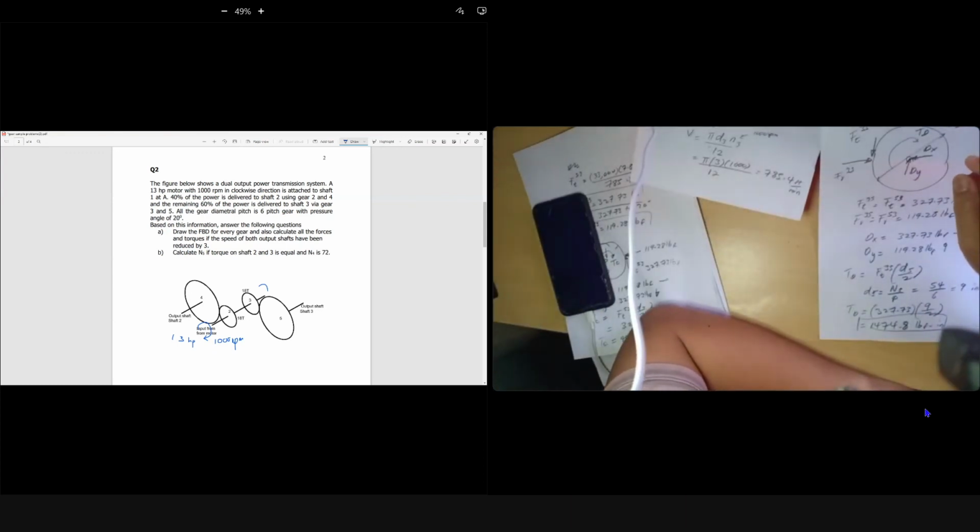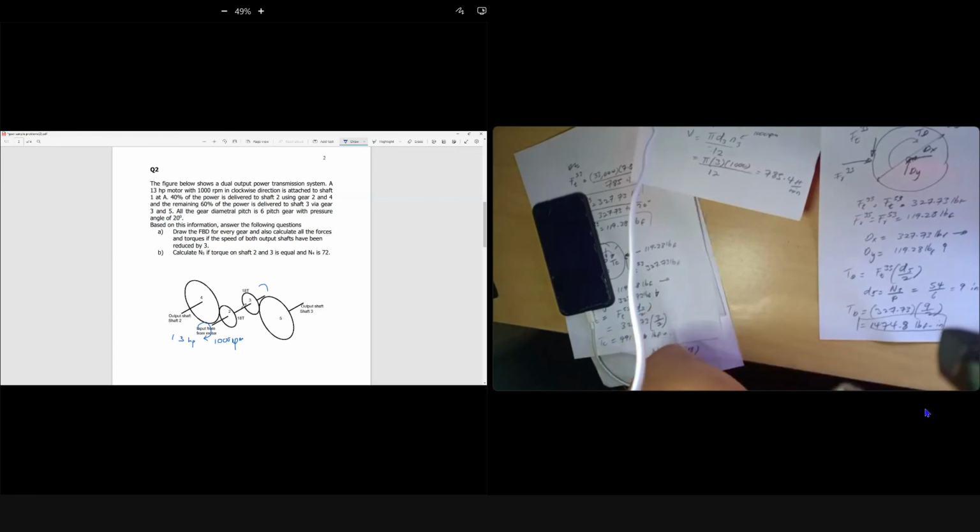T2 equal to T3, right? So I see the answer there is 18 over 72 and 18 over N5 omega 2. Calculate N5 if torque on shaft 2 and 3 is equal and N4 is 72. If the torque is equal, it means there is no 40%, 60%, it means 50%, 50%. This one 50%, this one 50%.